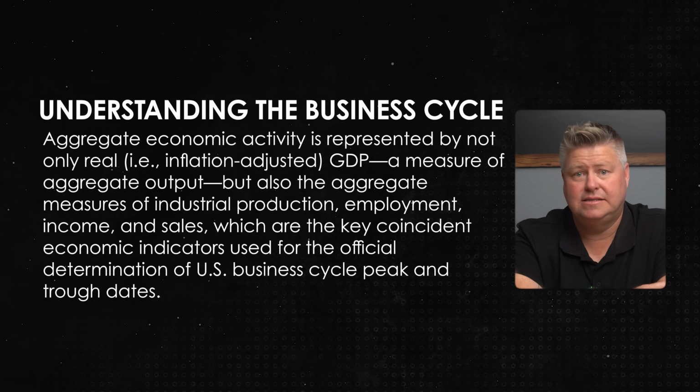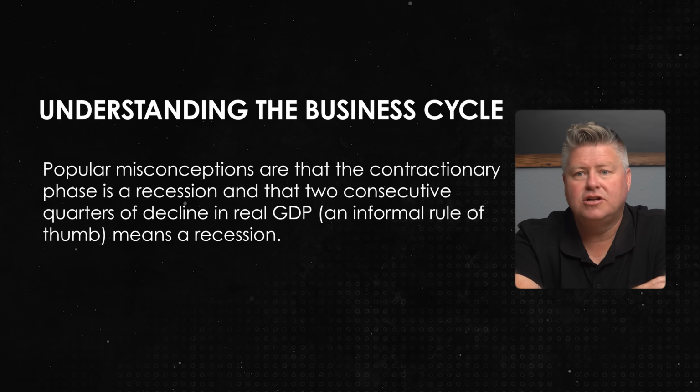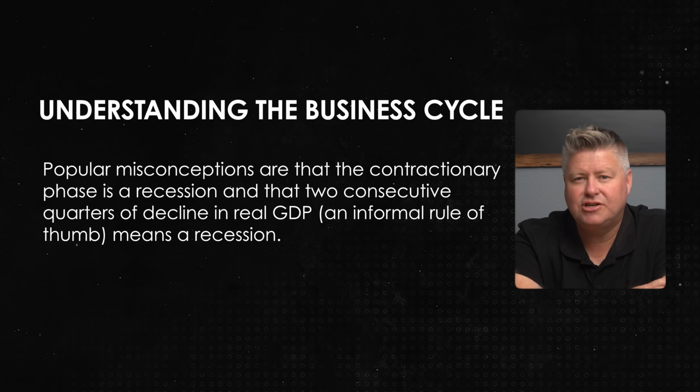which are the key coincident economic indicators used for the official determination of the US business cycle peak and trough dates. Now, some popular misconceptions are that the contractionary phase is a recession and that 2 consecutive quarters of decline in real GDP means a recession.